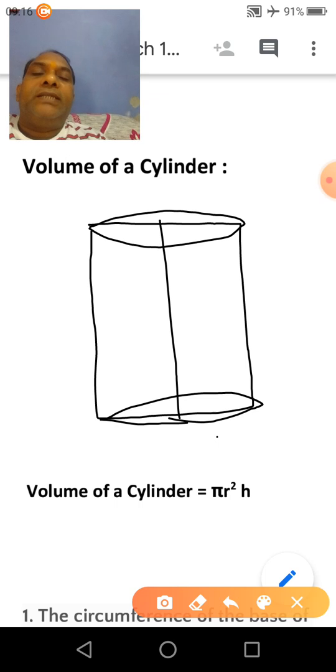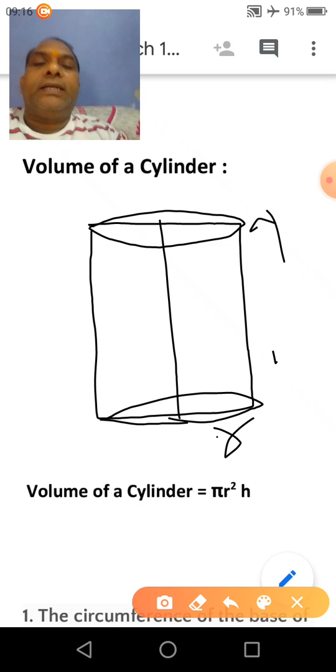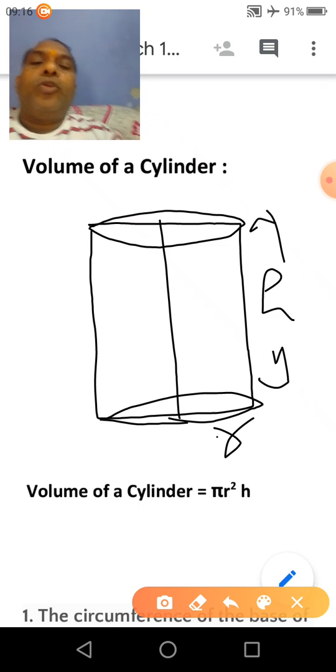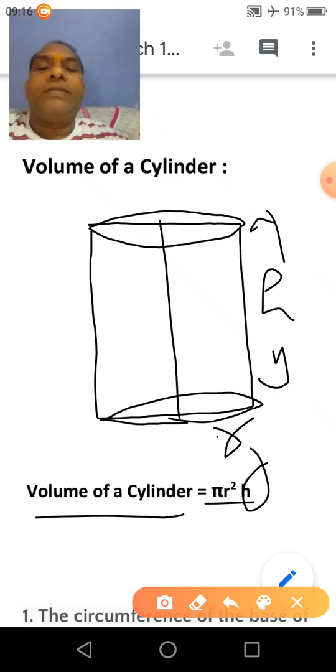its base is circle and r is the radius of the base, means radius of circle, h is the height. So volume of cylinder will be equal to area of base into height. So area of base is pi r square and height is h. So we can say that volume of cylinder is equal to pi r square h.